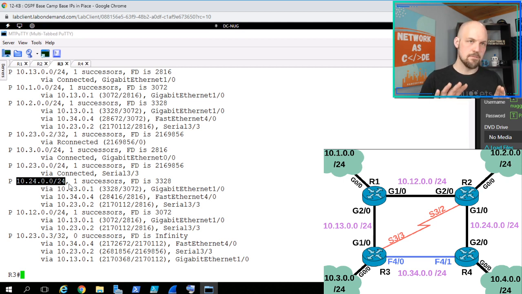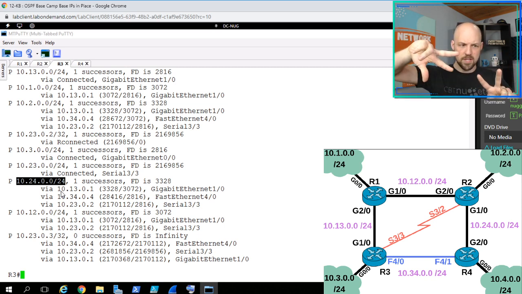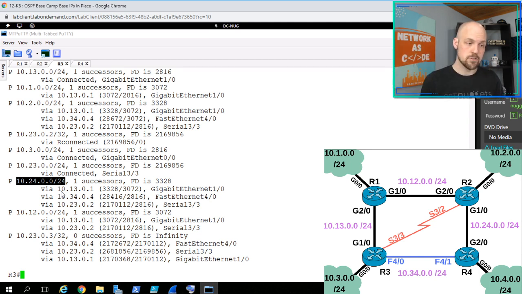assuming we leave aside the metric calculation, again, we're going to come back to this. Let's just take these metrics, these values at face value at this point. So, this router right here is learning this route right here, 10.24.0.0, via three neighbors. Now keep in mind that router 3 and router 4 in our diagram down below, they're the ones in the corners that have three connections. So they're actually connected to all three routers.